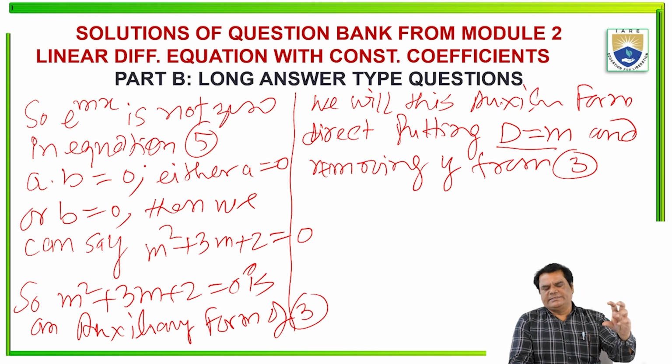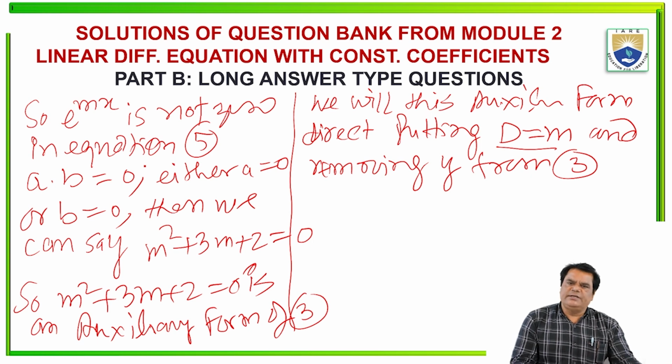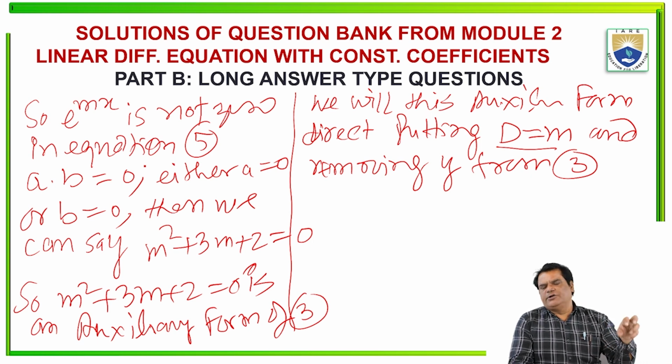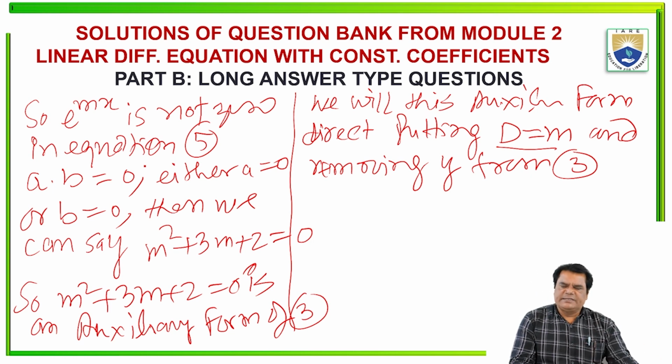E to the power mx is a solution. After putting the right hand side equal to 0 in our question, and the left hand side equal to 0, e to the power mx is some solution of equation number 3, and that solution verifies equation 3. The function is never 0. So the other result equal to 0 is m square plus 3m plus 2 equal to 0, and e to the power mx is multiplied. So e to the power mx is never 0.